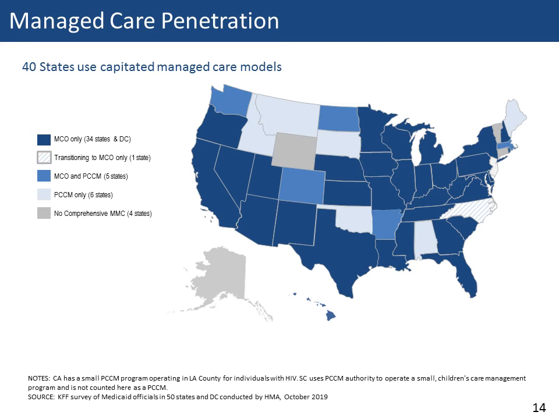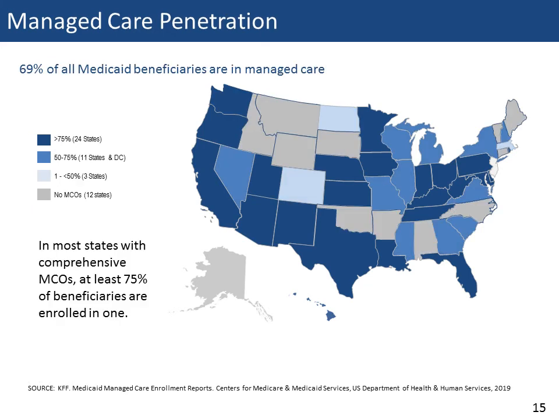Well, this chart shows that around 40 states use capitated managed care models. That's the dark blue and the lighter blue portions of the chart. So about 80% of all states have turned to Medicaid managed care as a form of delivery for at least some of their populations. In terms of the percentage of enrollees who are enrolled in managed care, almost 70%, or around 69%, of all Medicaid beneficiaries are in managed care.